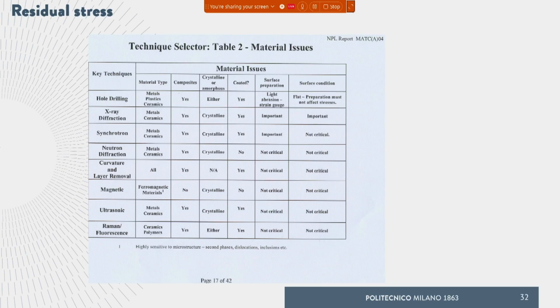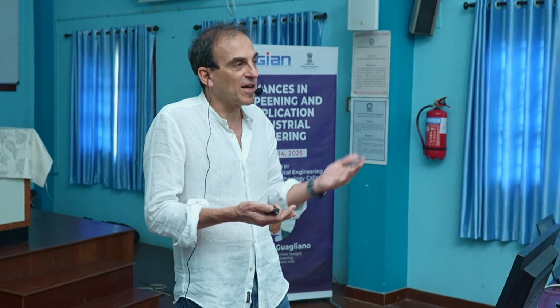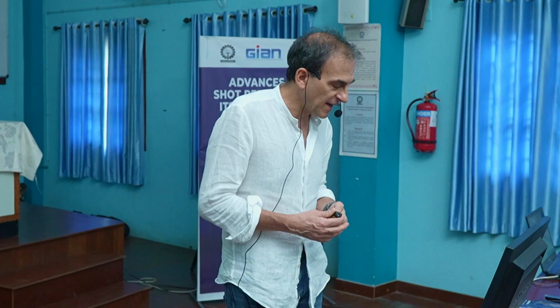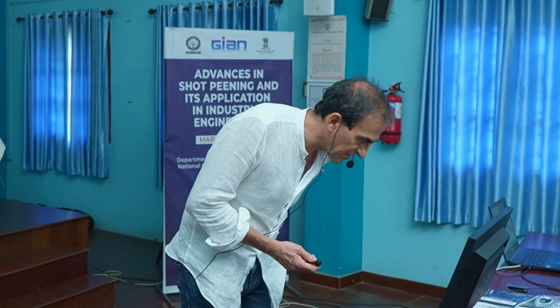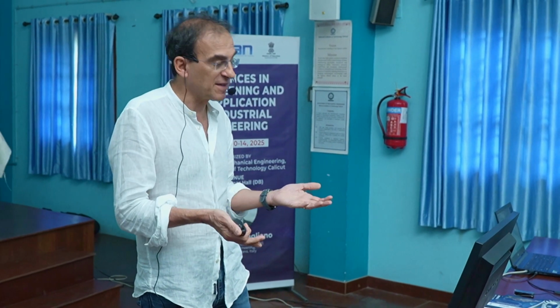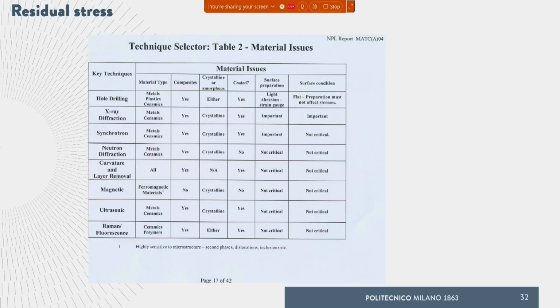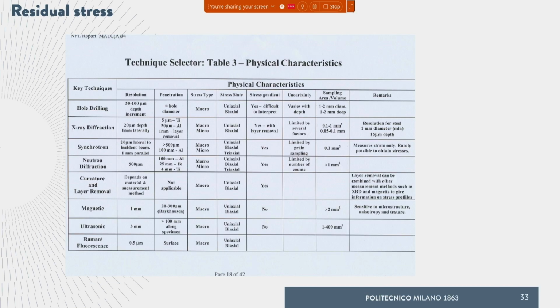And indeed, for XR diffraction, the limit is that if we want to have diffraction, we need a crystalline structure. Otherwise, diffraction is not possible. Okay, and so metals and ceramics. Magnetic Barkhausen is even more strict because we need ferromagnetic materials. And in terms of surface preparation, since hole drilling drills a hole, the preparation is less important than for other methods.